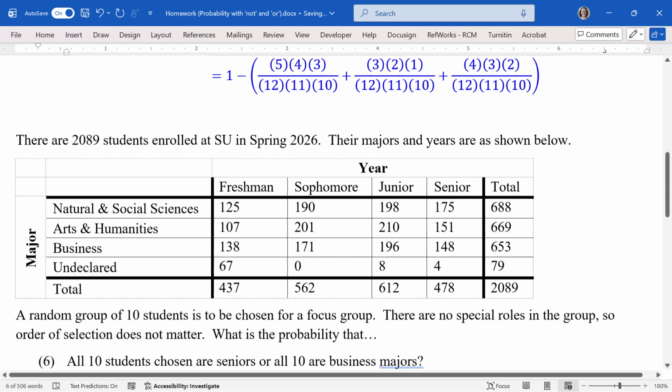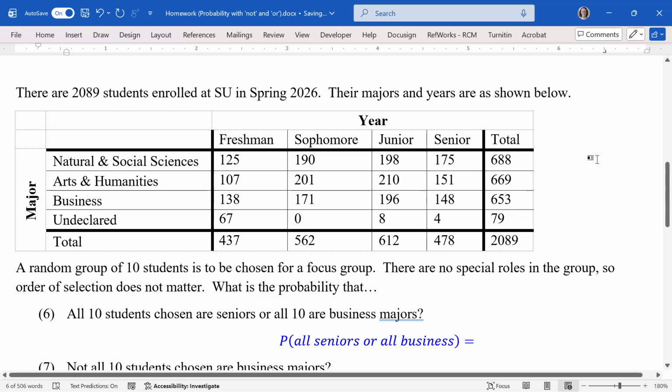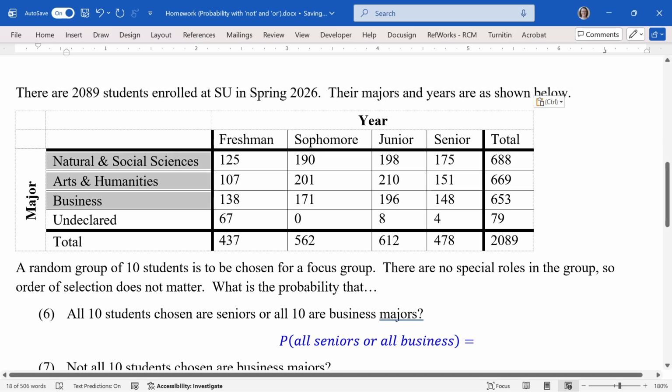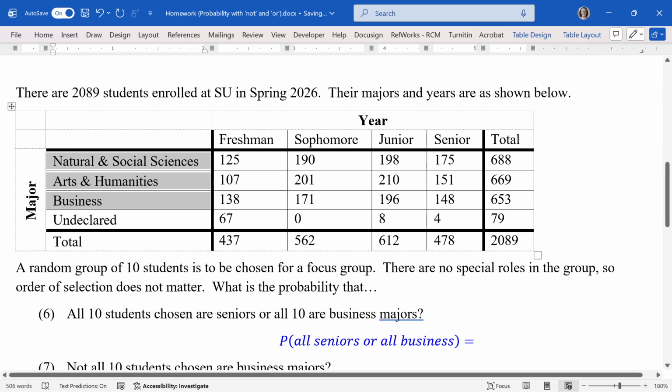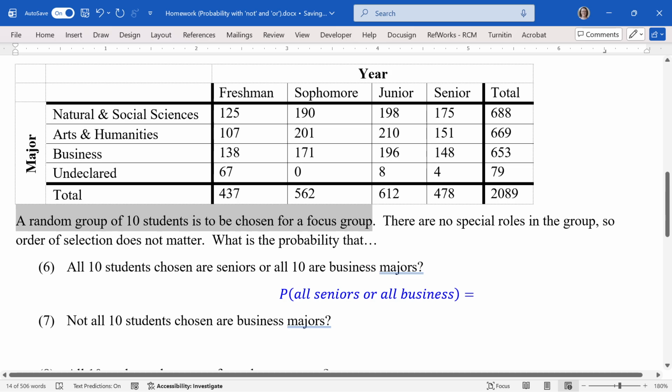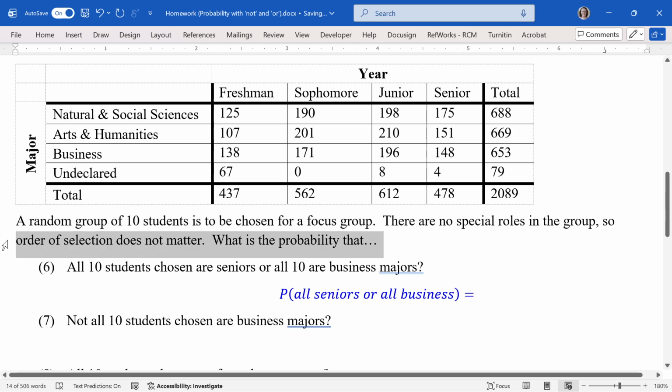Okay, so in spring 2026, there are 2,089 students enrolled at SU, and I've categorized their majors here into the 3 schools. And we also have some undeclared students, and then we have the 4 years. And so all the different subgroups are represented in this table. We're going to choose a random group of 10 students for a focus group. There are no special roles in the group, so that means the order of selection does not matter.